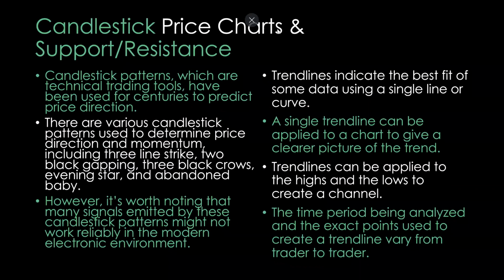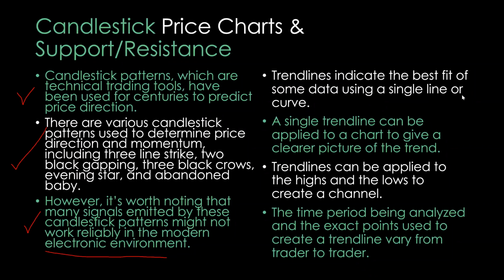Candlestick and support and resistance. Just a quick recap, if you missed last Tuesday and Wednesday's class: candlestick patterns, which are TA tools, have been used for centuries to predict price direction. There's various candlestick patterns used to determine price direction and momentum, including the three-line strike, two black gapping, three black crows, evening stars, abandoned babies. We'll go over all of those. However, it's worth noting that many signals emitted by these candlestick patterns might not work reliably in the modern electronic algorithmic environment, but we're still going to use them.